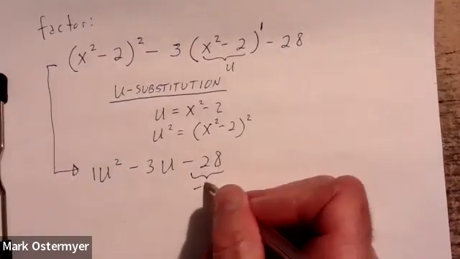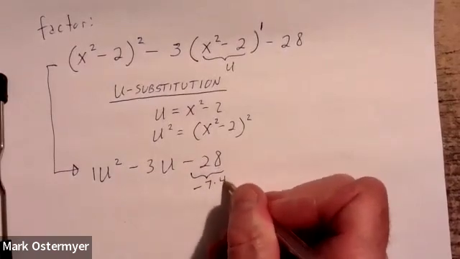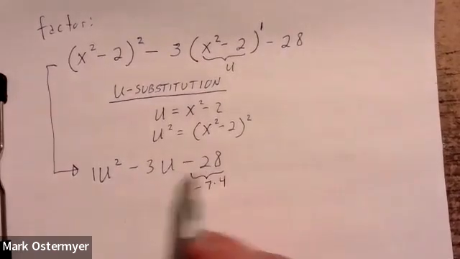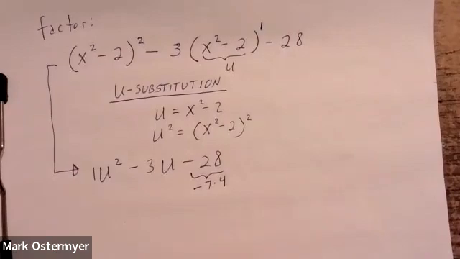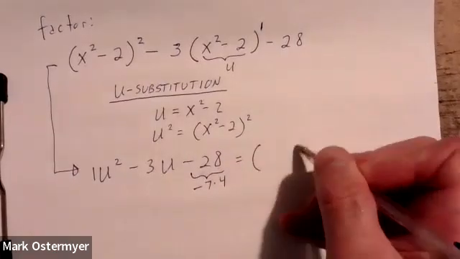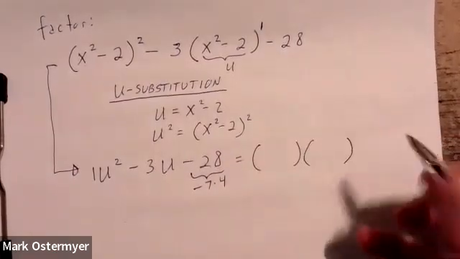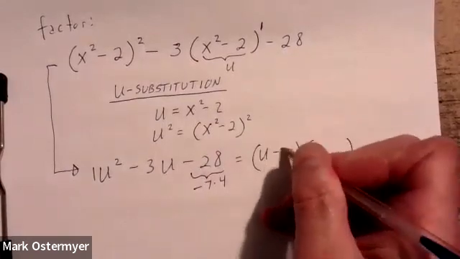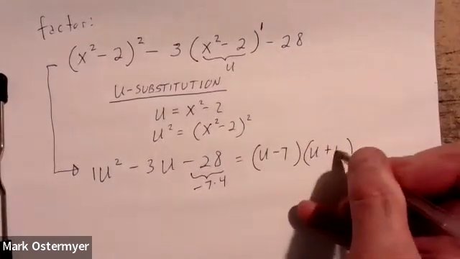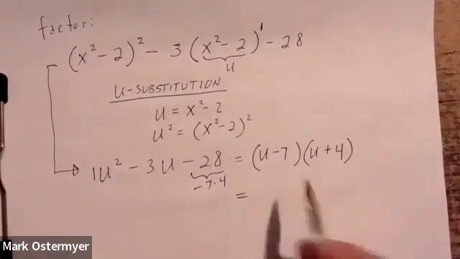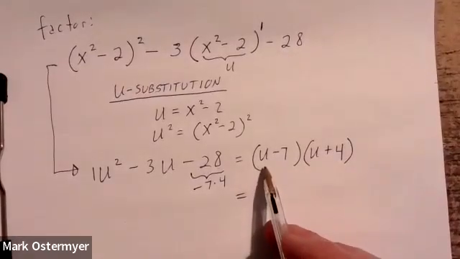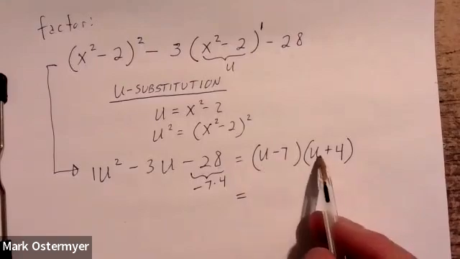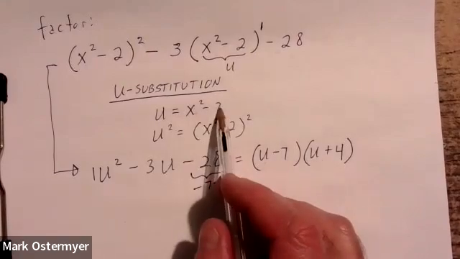And after some thought, hopefully you come across negative 7 and 4 as being the only factors of negative 28 that add up to negative 3. Being the case, this trinomial in U factors immediately into U minus 7 times U plus 4. But ladies and gentlemen, we got to just back substitute in the end and bring back what U was set equal to. So we just replace U now in our factored form with x squared minus 2.